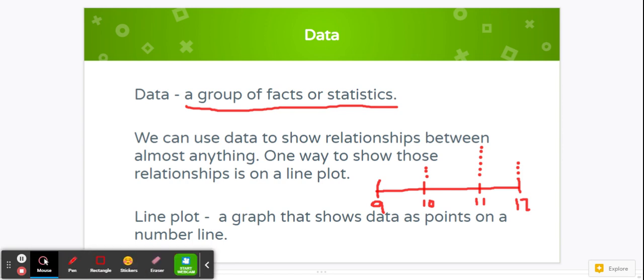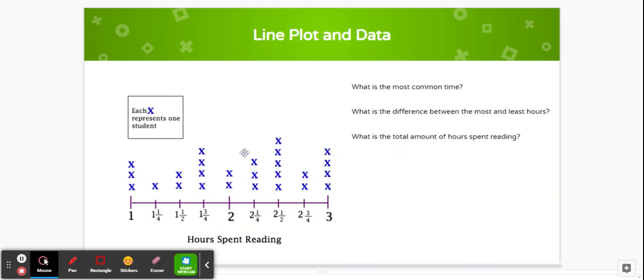All right. So this is a nice line plot that's represented for us here. And this model is representing hours spent reading. So it took a poll of what's the average hours you spend reading in a week. And so we can use this data to answer several different questions. A lot of times, these are the questions that will be in your lessons.